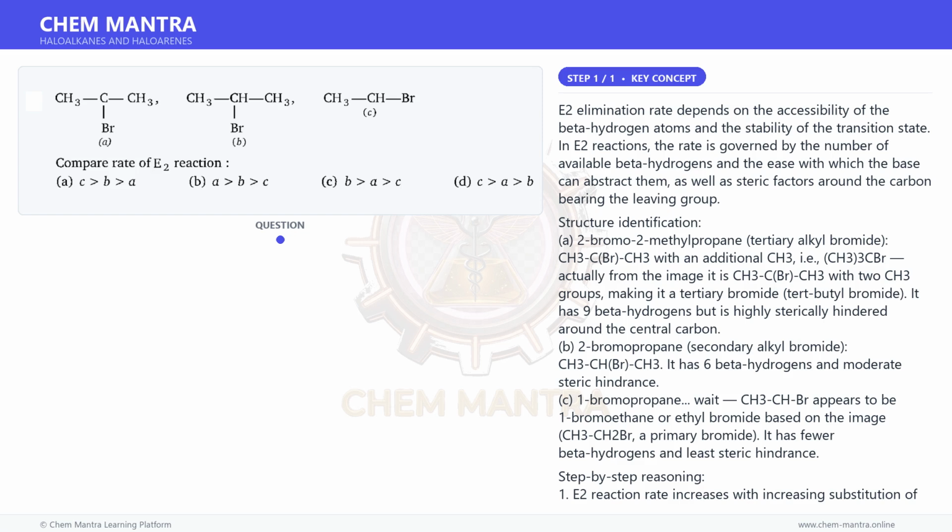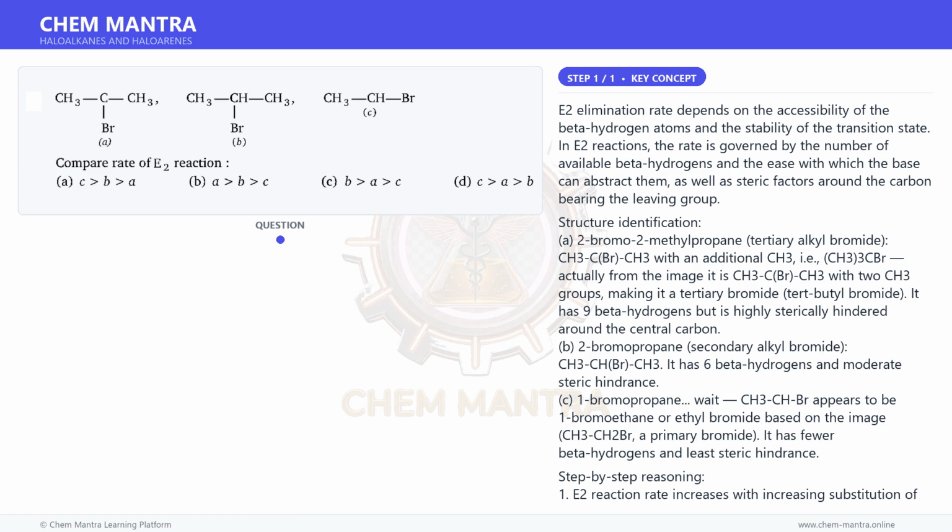E2 elimination rate depends on the accessibility of the beta hydrogen atoms and the stability of the transition state. In E2 reactions, the rate is governed by the number of available beta hydrogens and the ease with which the base can abstract them, as well as steric factors around the carbon bearing the leaving group.